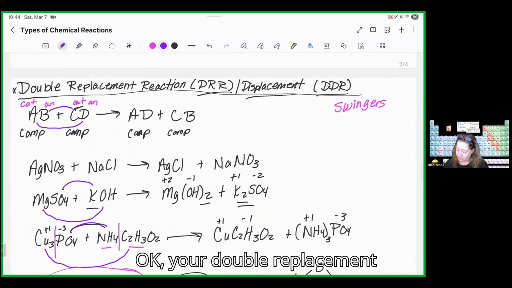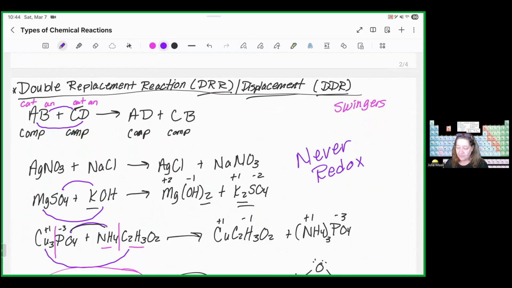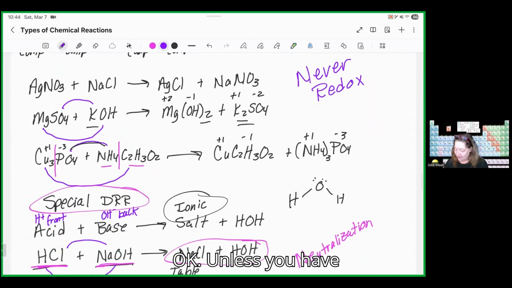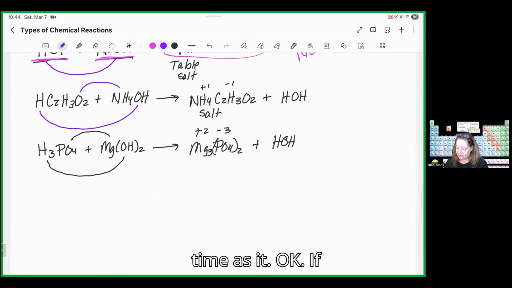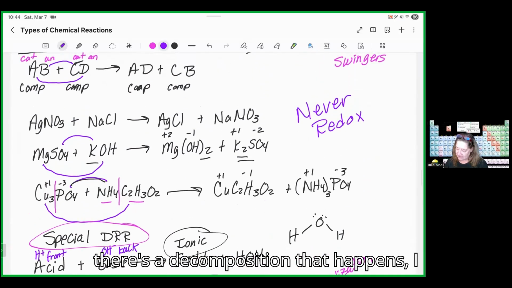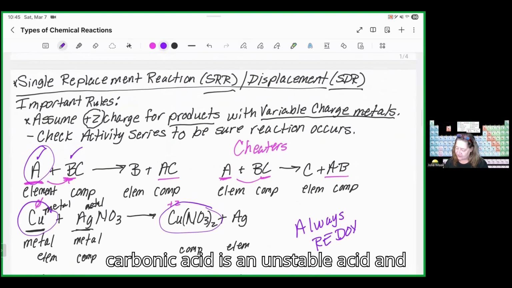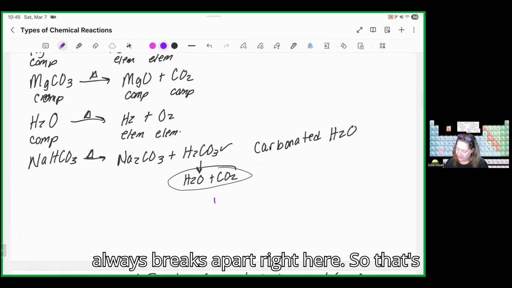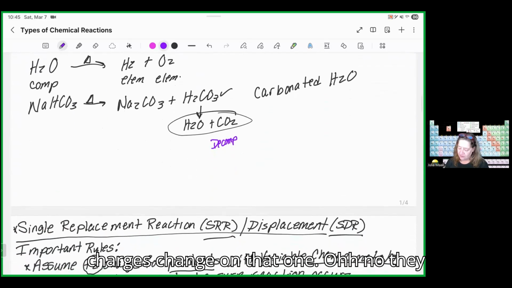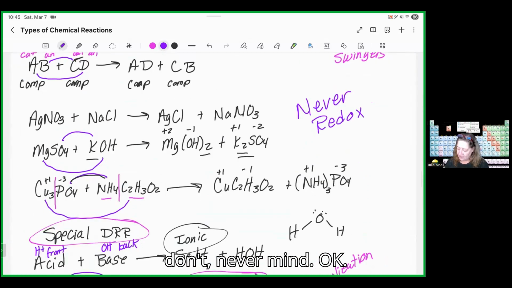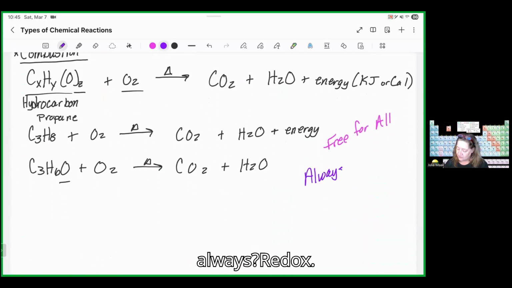Your double replacement reactions are never redox, unless you have a decomposition coming in at the same time. I talked about that earlier, where carbonic acid is an unstable acid and always breaks apart right here. So that's a decomp. Your charges change on that one. Oh, no, they don't. Never mind. And then combustion reactions are always redox.